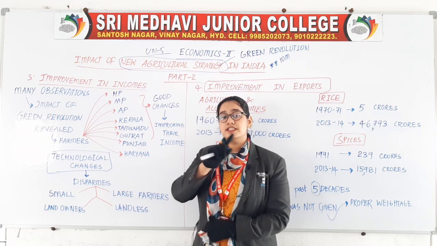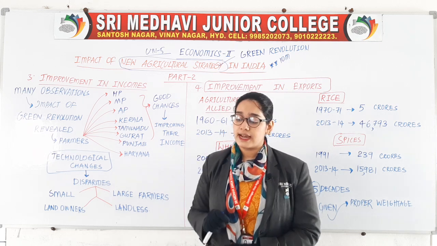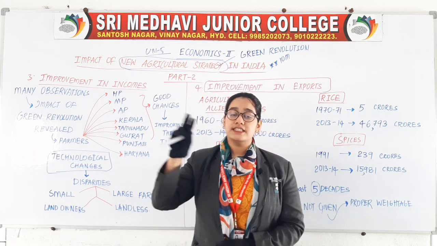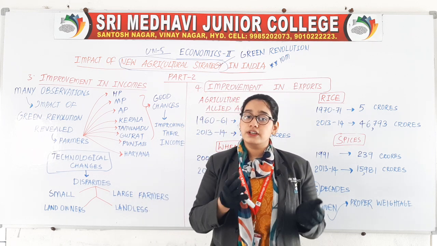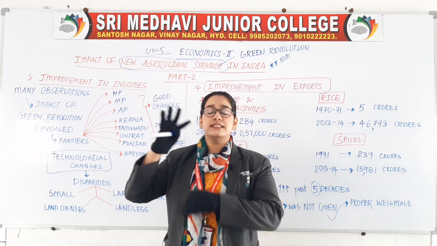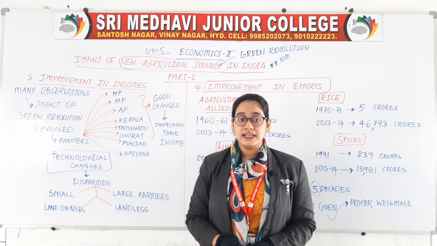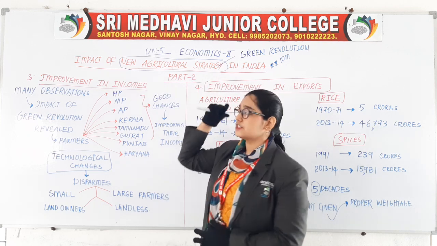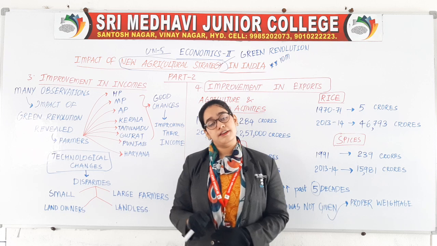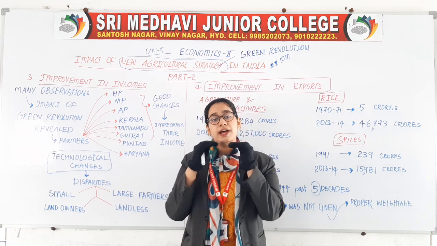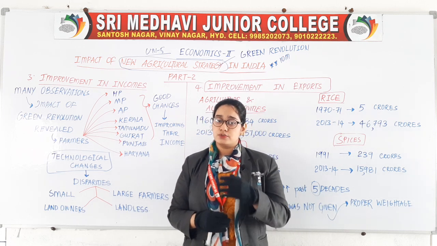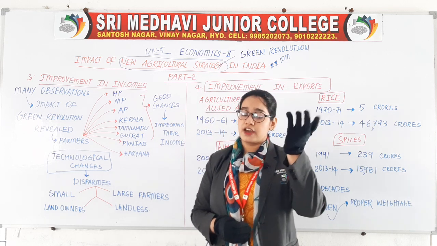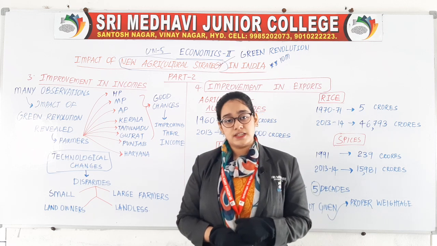Before that, we have discussed the first and second point. What was that? That was food grain production, increase in food grain production. Our food grain production has been increased radically, and this is the positive impact. I said the impact of new agricultural strategy has two impacts in every point. It is a positive impact and a negative impact. So what was the positive impact in the first point? That our food grain production has been increased subsequently.